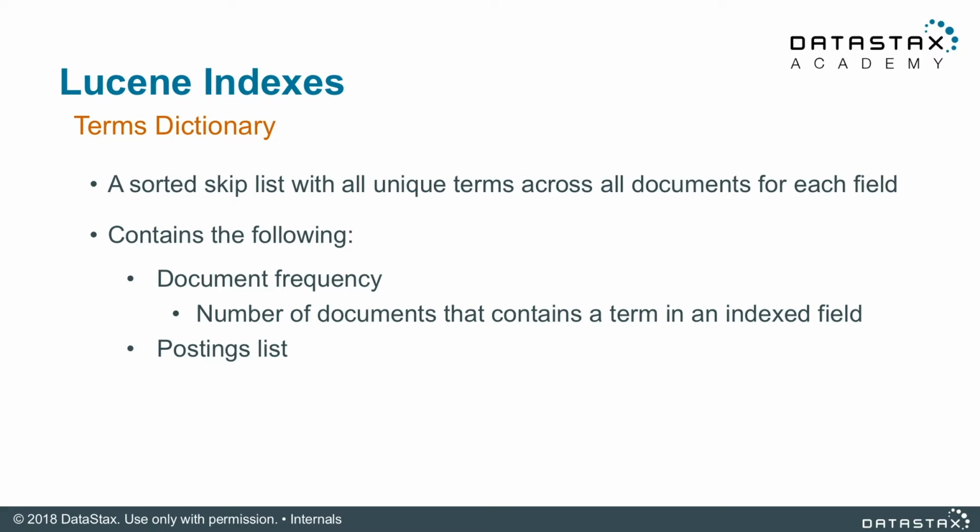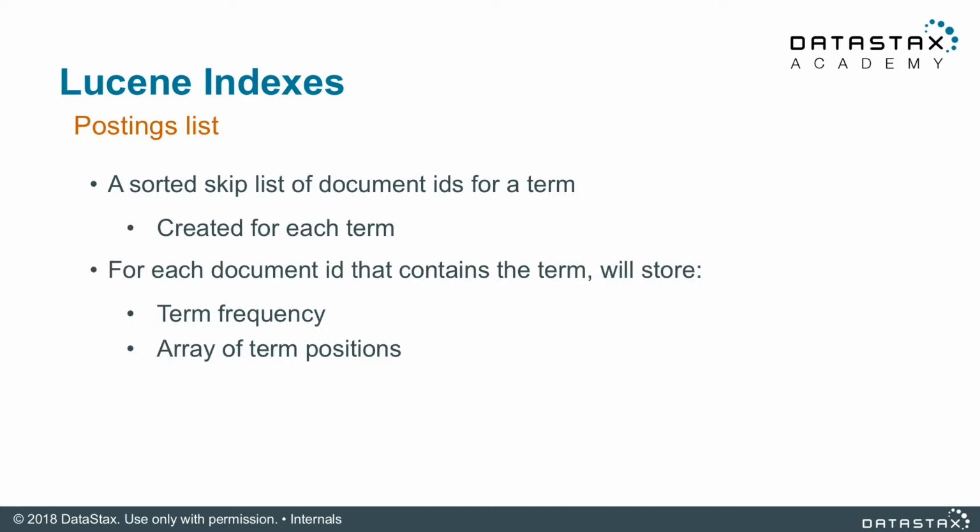In addition, there is also the postings list. The postings list is also a sorted skip list, though in this case, the list contains all of the document IDs that contain a term. Note that the document ID is an internal ID that is generated for each document. This means that the document IDs are reused and changed as documents are deleted or index segments are merged or optimized. Of course, for data that exists across replica nodes, the document ID will most likely be different as well.